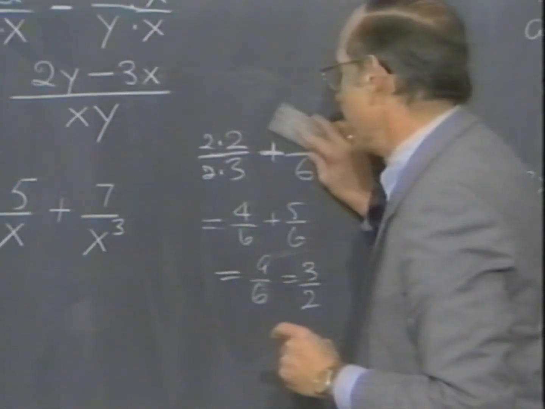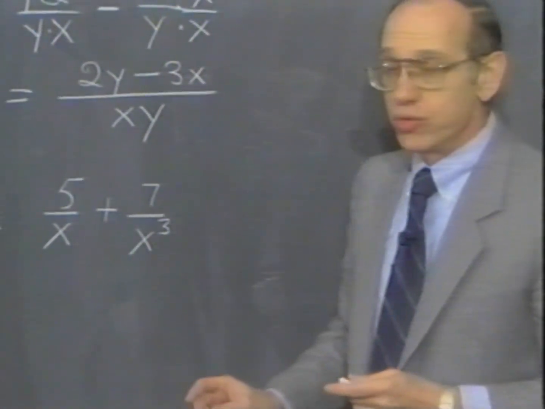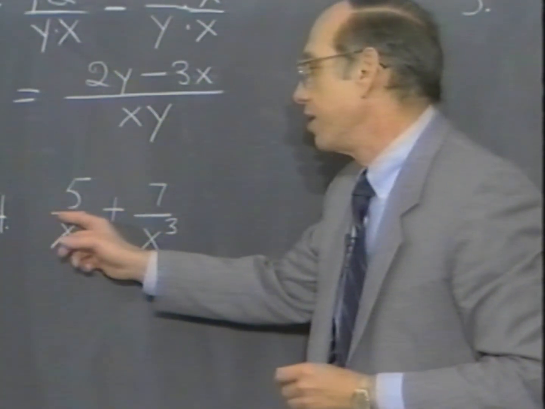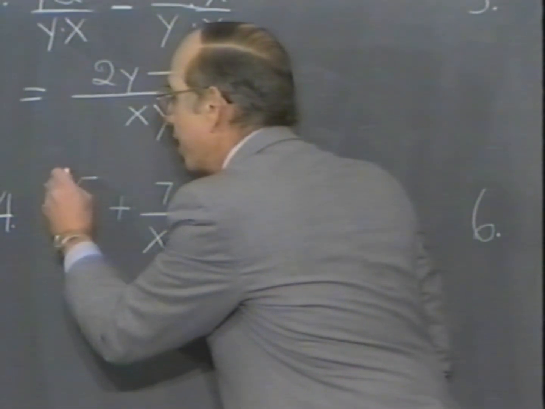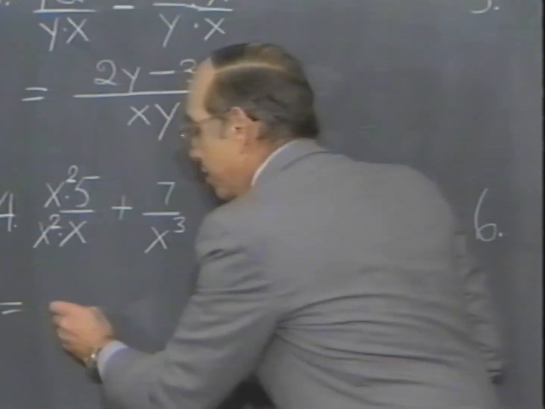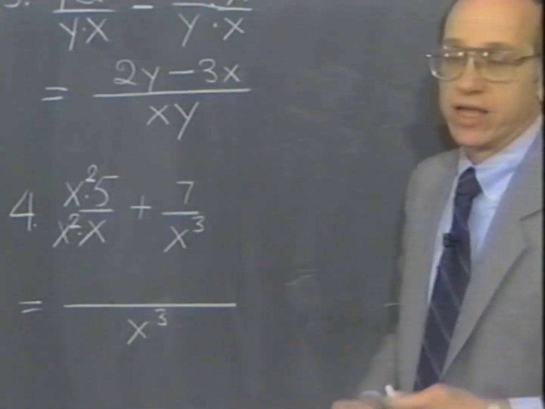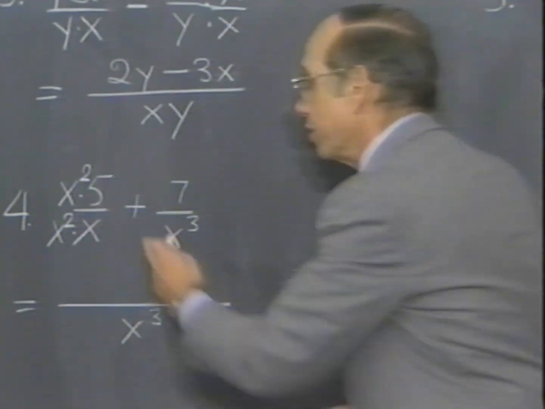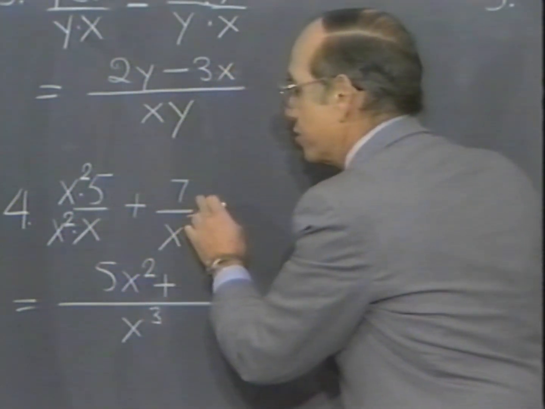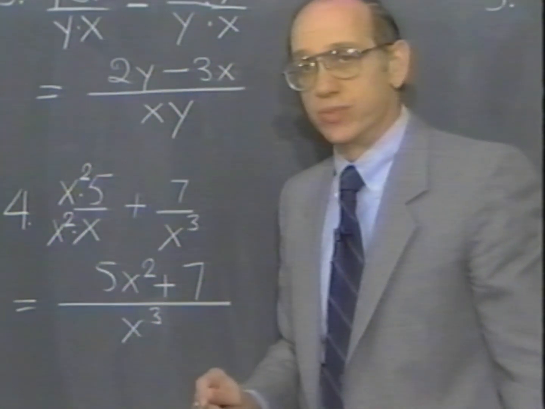In problem 4, we have 5 over x plus 7 over x cubed. I can get the common denominator x cubed by simply multiplying top and bottom of this first fraction by x squared. Now you see I have the common denominator x cubed for the two fractions, and I can simply combine the numerators by addition. This is x squared times 5, which is 5x squared, and this numerator is simply 7. So I have 5x squared plus 7 over x cubed.